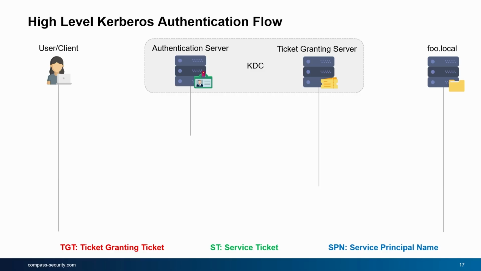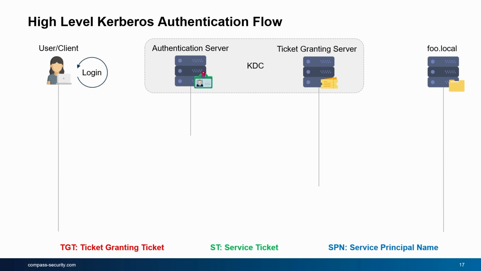On the left side, we have the user that wants to access a resource. In the middle, we have the KDC split up into the two logical components, the authentication server and the ticket granting server. And on the right side, we can see the resource that we essentially want to access.